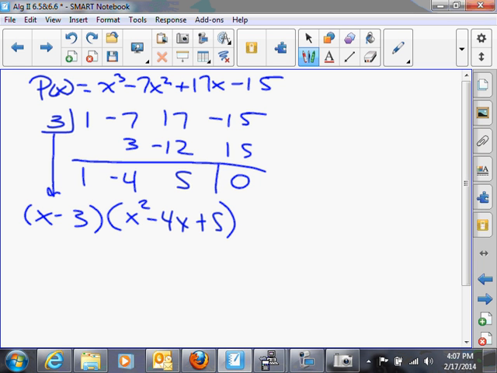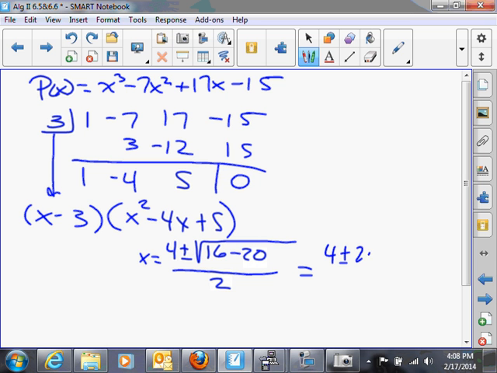Now if the directions are find all the zeros, you would first say, well, can x squared minus 4x plus 5 be factored? And you ask yourself, are there any numbers that multiply to give positive 5 and add to give negative 4? And there aren't. So next we're going to use the quadratic formula with this. x is equal to 4 plus or minus the square root of 16 minus 20, that's 4 times 1 times 5, all over 2. Now 16 minus 20 is negative 4. The square root of negative 4, we pull out the i, square root of 4 is 2, so we get 4 plus or minus 2i over 2.